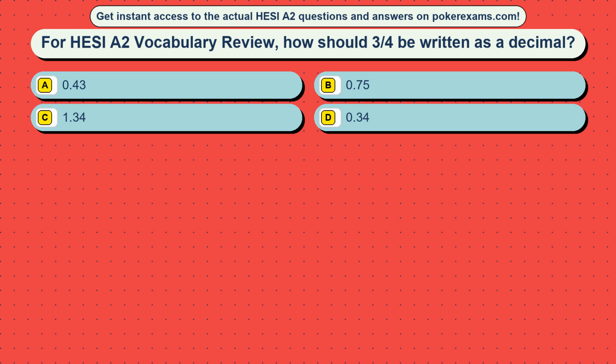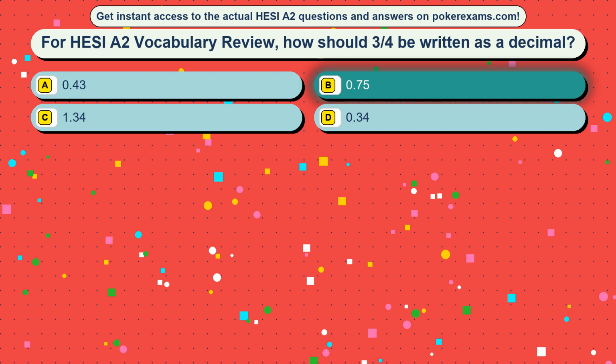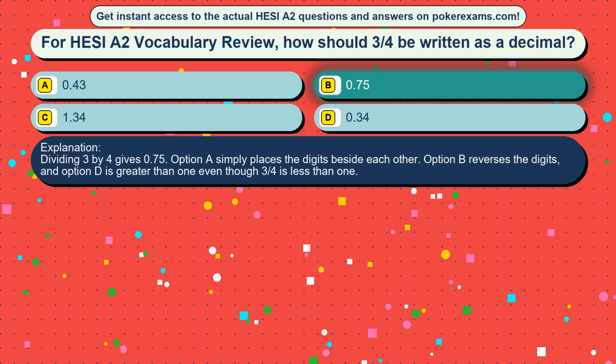Question 22. For HESI A2 Vocabulary Review, how should 3/4 be written as a decimal? Option A, 0.43, option B, 0.75, option C, 1.34, option D, 0.34. The correct answer is option B, 0.75. Dividing 3 by 4 gives 0.75. Option A simply places the digits beside each other. Option D reverses the digits, and option C is greater than 1 even though 3/4 is less than 1.